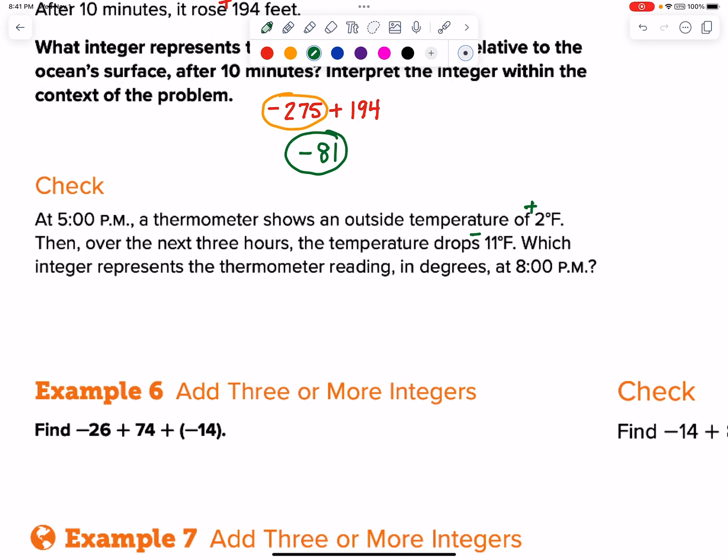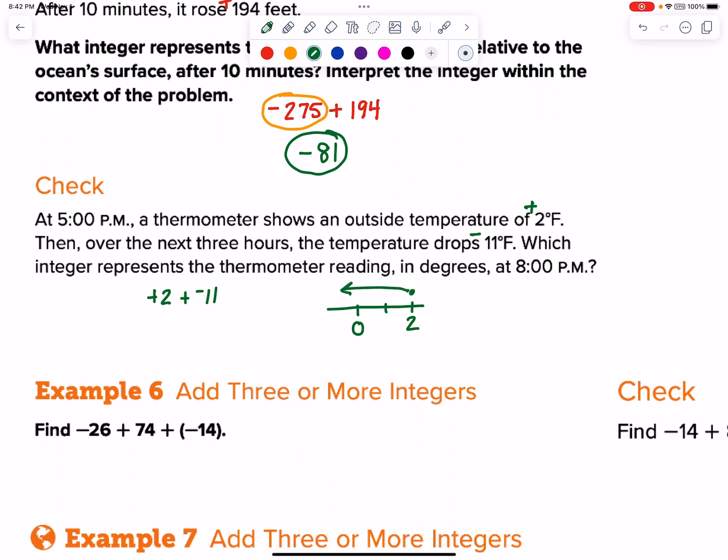Okay, and so list what happened. You started at a positive 2, and then we're adding a negative 11. Okay, you could put minus 11, but we're adding integers, and so we're going to represent it this way. So think about it on a number line. If you imagine where we are, here's 0. I'm at 2 right here, and then I'm going to add a negative 11. So I'm going to be going this way 11 spaces.